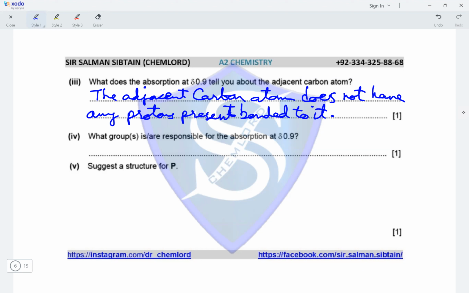Next, what group is responsible for the absorption at 0.9? Since 0.9 has a singlet peak with a 9 written on it, this must be 3 CH3 groups present in the same environment.